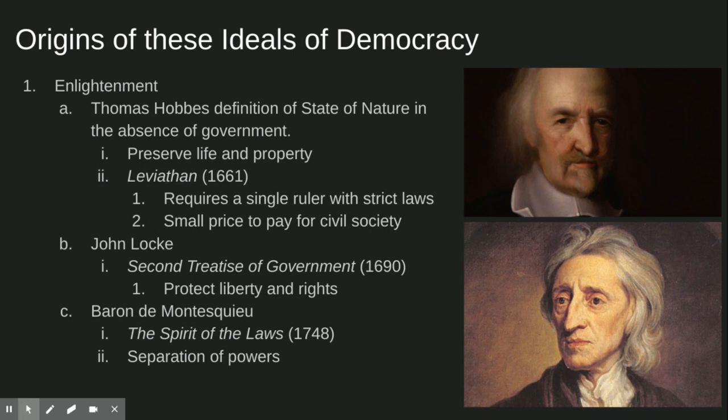On the top, you can see Thomas Hobbes. On the bottom, you can see a picture of John Locke.